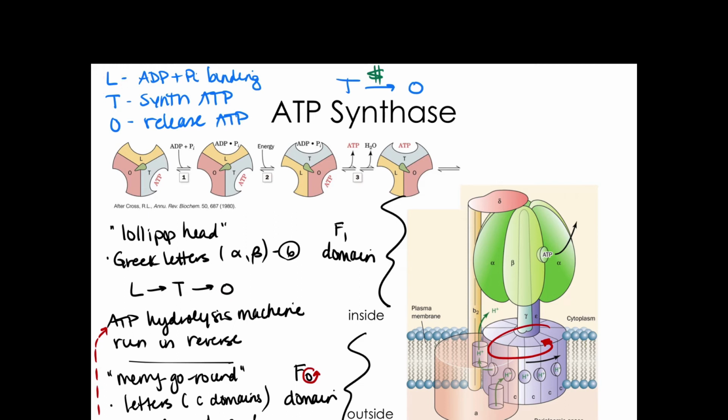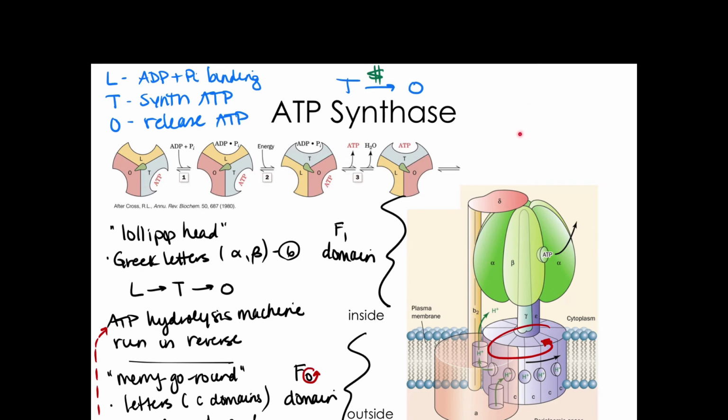And so the loose conformation is capable of binding ADP and Pi. The tight conformation you can think about as squeezing them together to synthesize ATP. And then the open conformation allows them to be released. And that's what we kind of see here in this temporal sequence.